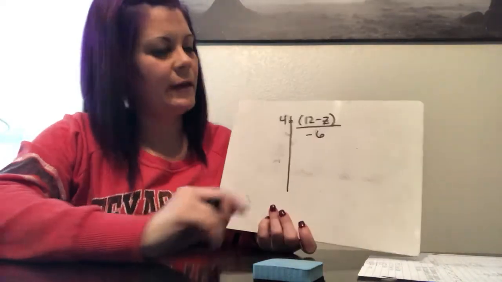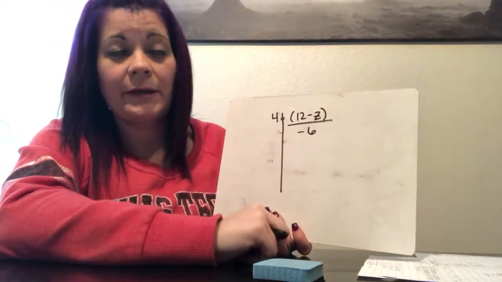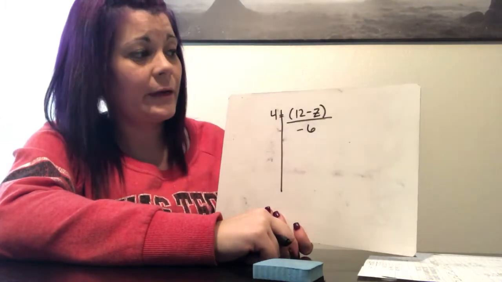Let's do another one. Let's do this one. I didn't even do this one on my live, but we'll do it. Okay, so split it. So 12 minus z is all divided by negative 6. So here we go.